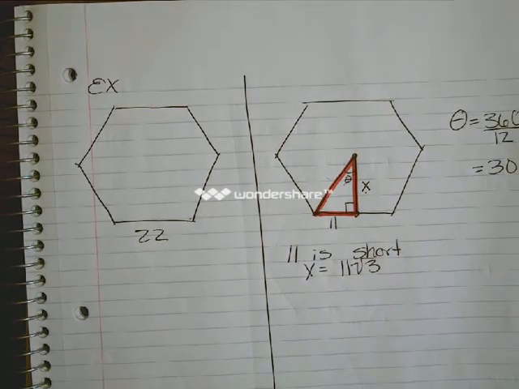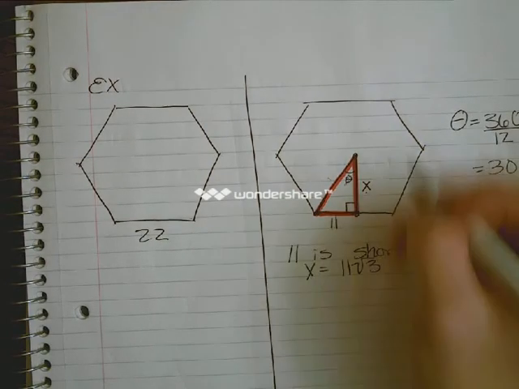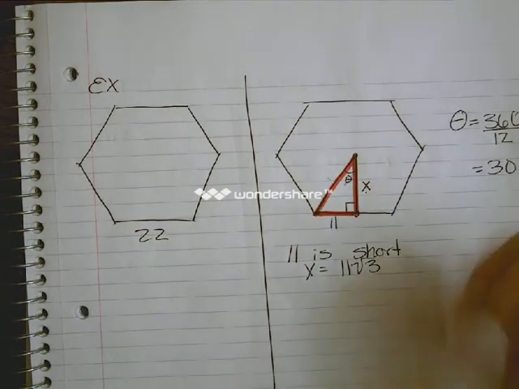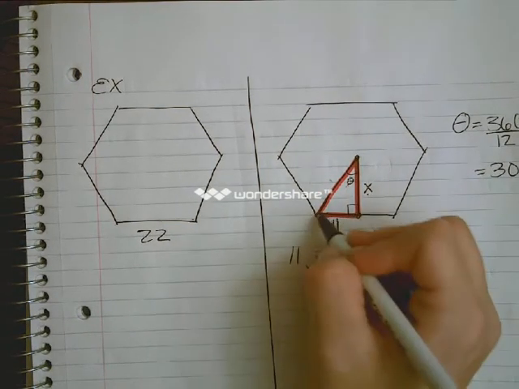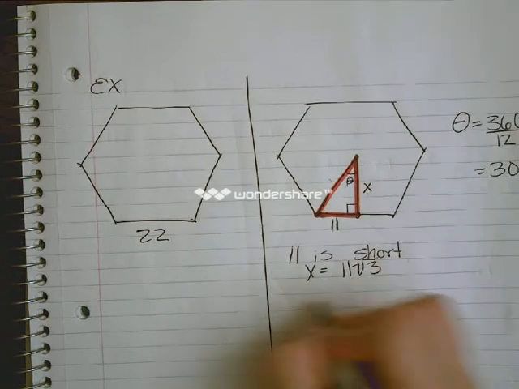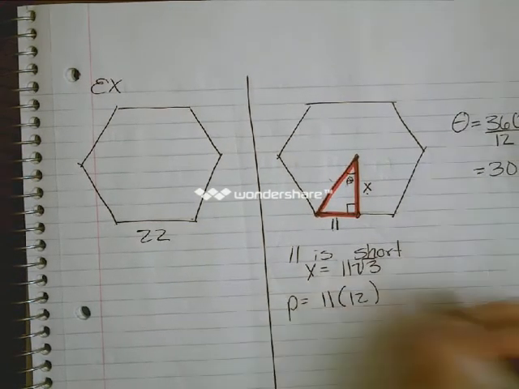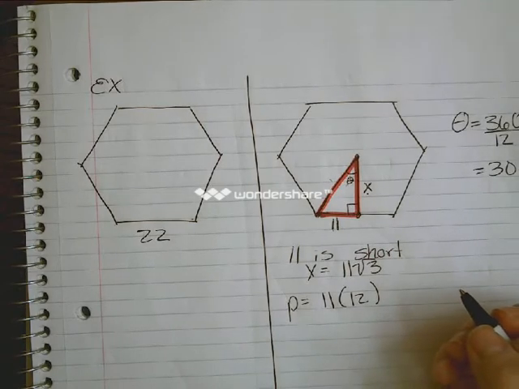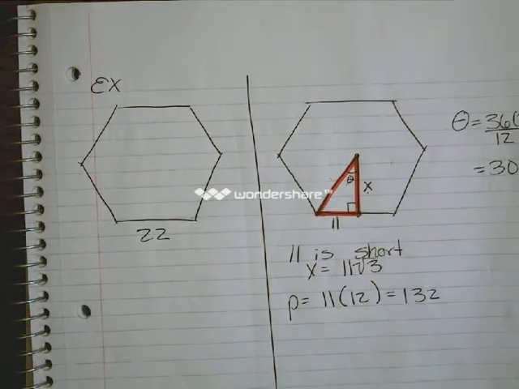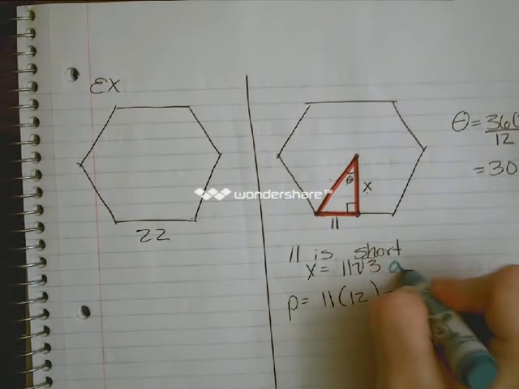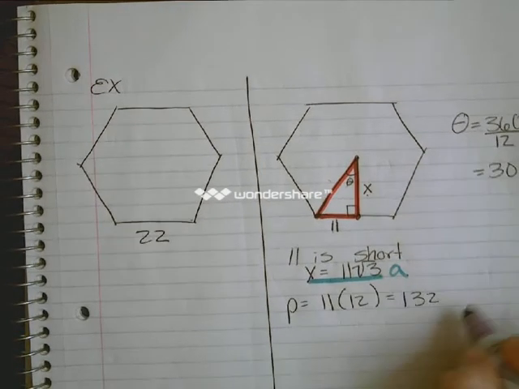Alright, last thing I need is perimeter. I have my apothem, I need my perimeter. Again, if you have the bottom side of the triangle, it's always multiplied by 2 times n. So perimeter is going to be 11 times 12, which is 132. So this is my apothem. And this is my perimeter. So I'm plugging into the formula.